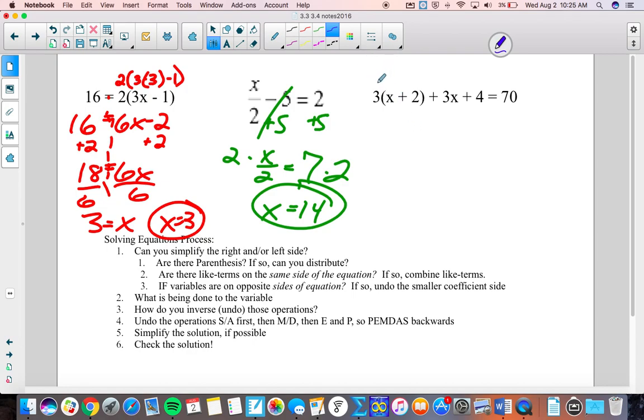Last one. This is the last one, I'm pretty darn sure. So are there parentheses? Can we distribute? Yep. Now the parentheses end right there, so we're just multiplying that 3 to those two things. So we get 3x plus 6 plus 3x plus 4 equals 70.